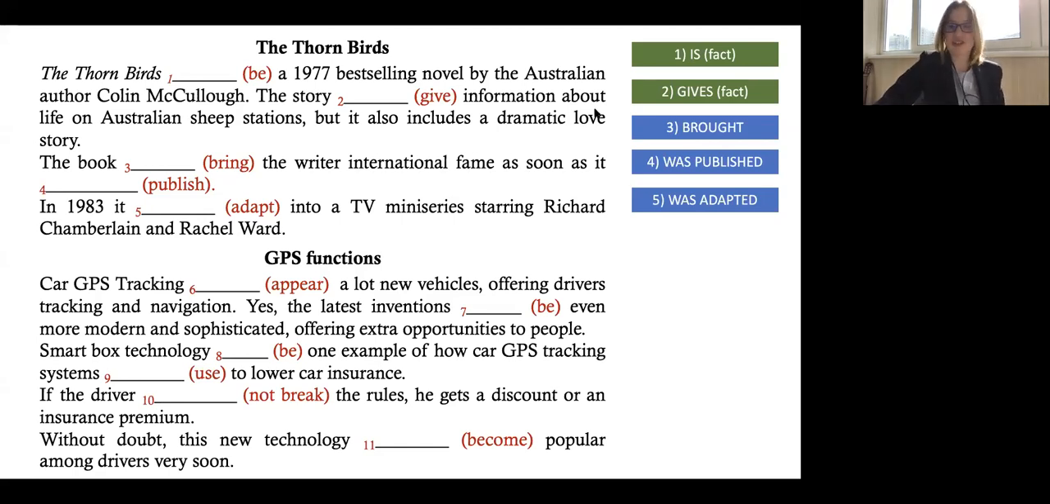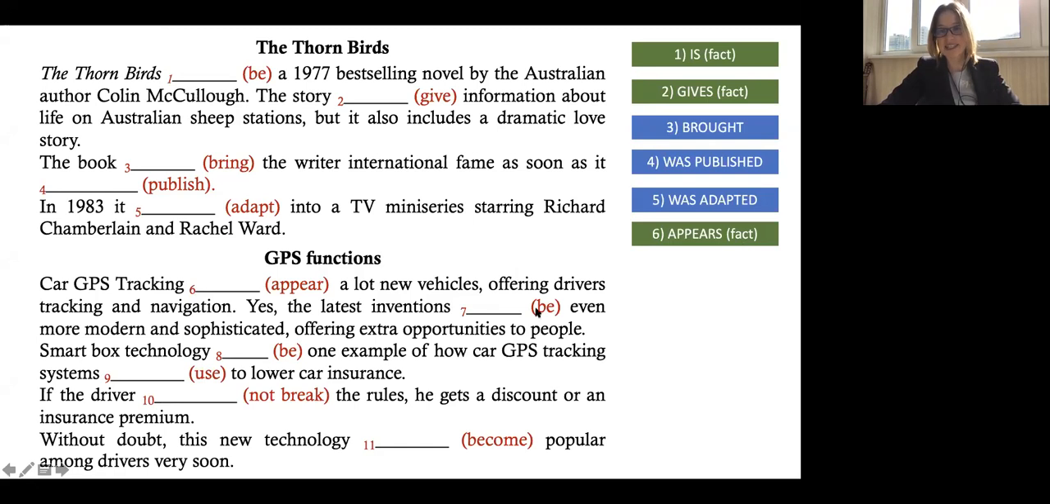Fact. Again, good. If we analyze the first text in general, we see that the most frequently used tenses are the present indefinite and the past indefinite. That's why pay attention to the meanings which are used within these texts. Typically, we also deal with perfect tenses, but this presentation is mostly oriented on the past indefinite and present simple tense. Let's take a look at text number 2 below about GPS functions and check the answers that you've provided me with. So in gap number 6, we have appears.